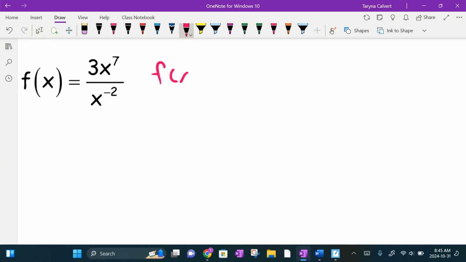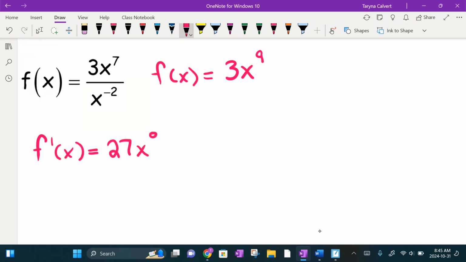This is going to be the same as f of x equals 3x to the power of what? 9. Good. There are two ways to look at this. You can use your exponent rules from grade 10 and go 7 minus negative 2, which is 9, or can I just move the x to the negative 2 up to the top, and then you're adding your exponents. Either way, I don't care. So now our derivative function is going to be 27x to the 8. And you're done.